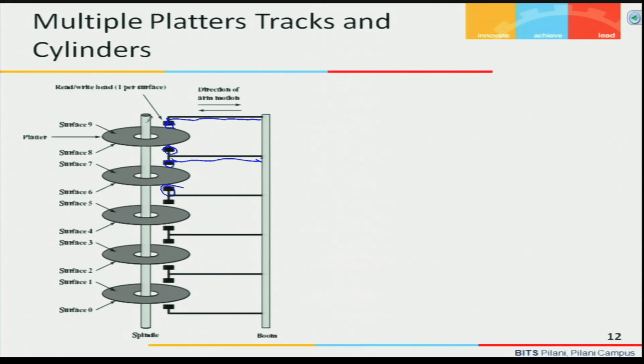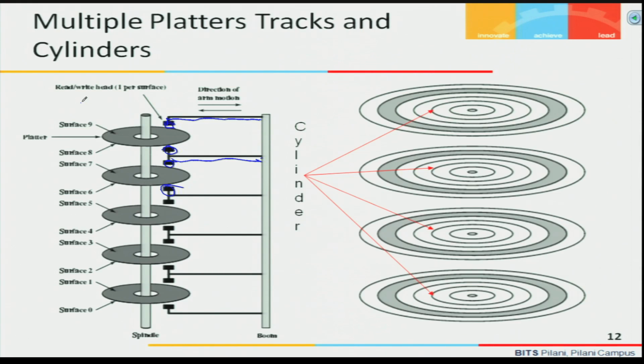Now, within the surface the head has to move accordingly as per the desired track. The set of tracks at the same relative distance on the recording surfaces or platters forms a cylinder. So, this is one cylinder. Similarly, this is another cylinder.